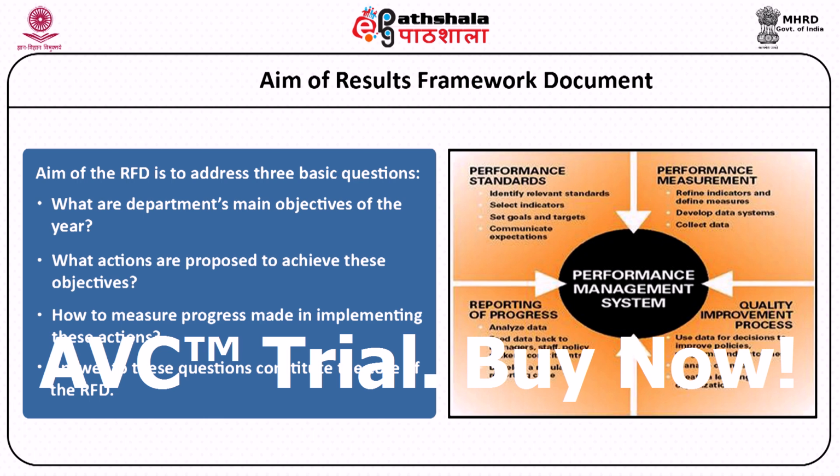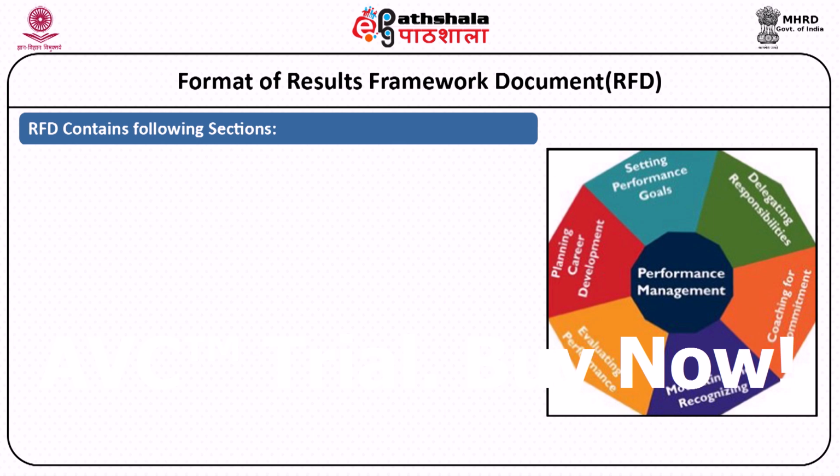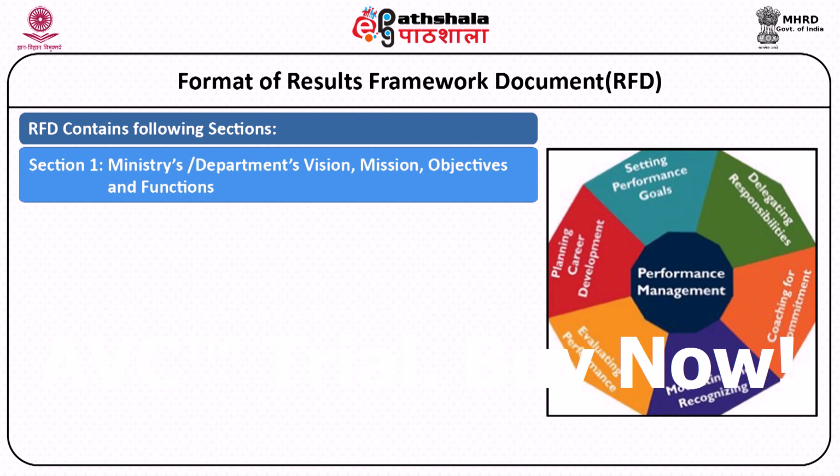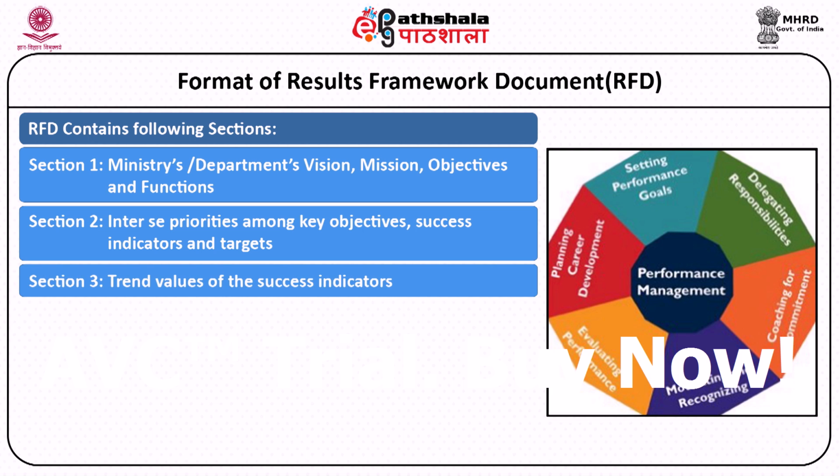Format of Result Framework Document. RFD contains the following sections. Section 1, Vision and Mission of the Department or the Ministry. Section 2, Inter-se priorities among key objectives, success indicators, and the targets set by the department or the ministry. Section 3 includes the trend values of the success indicators.